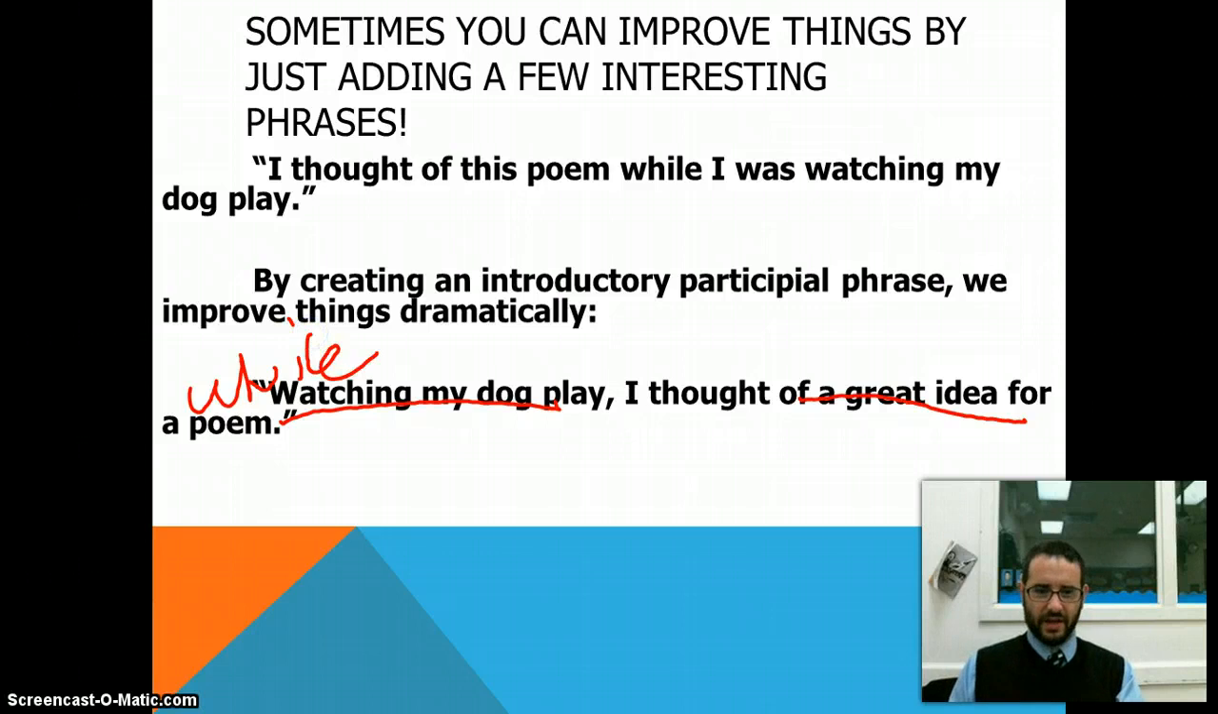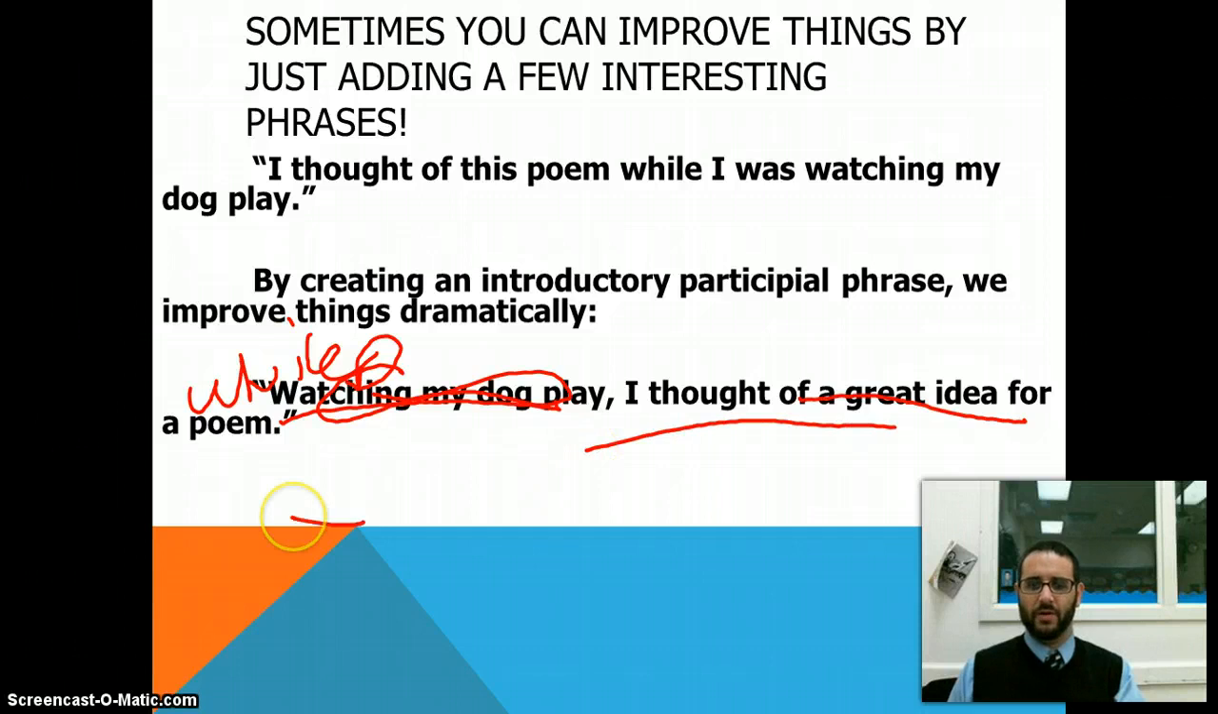Now you just created this to be a dependent clause. So now what you're telling your reader is that this fact that you're watching your dog play is not as important as the idea that you got a great idea for a poem. So the rest of what you're going to write about is this great idea for a poem.